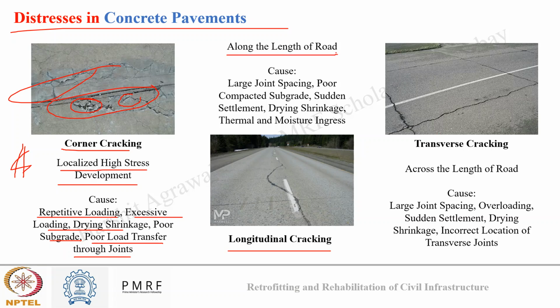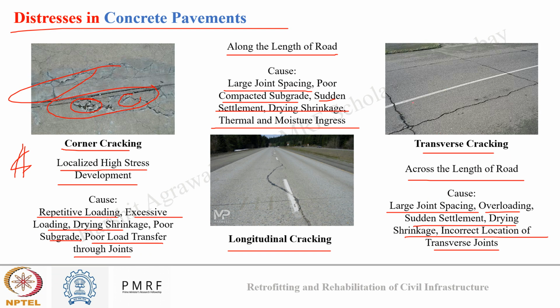And we have longitudinal cracking, the same as bituminous pavement. These are also along the length of the road, and they can occur due to large joint spacing, poor compaction of subgrade, sudden settlement, drying shrinkage, and thermal and moisture ingress. So these all can be different reasons in which a longitudinal crack may appear. Then we have transverse cracking that appears across the length of the road. Again, here large joint spacing, overloading, sudden settlement, drying shrinkage, and incorrect location of transverse joints are the reasons behind the transverse cracking.